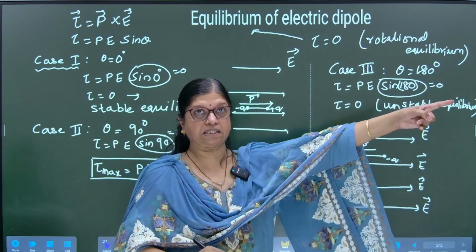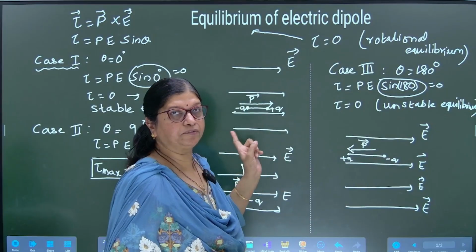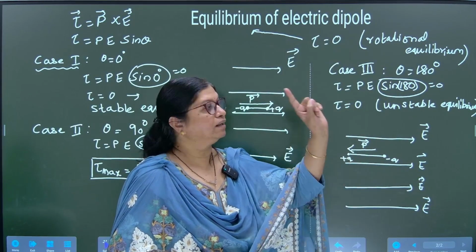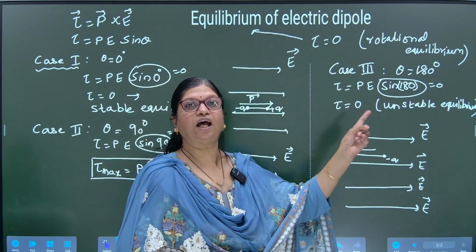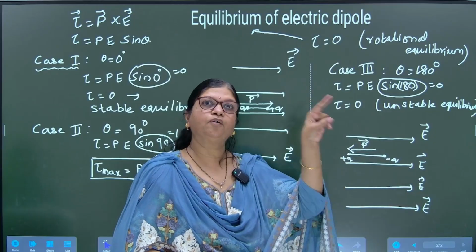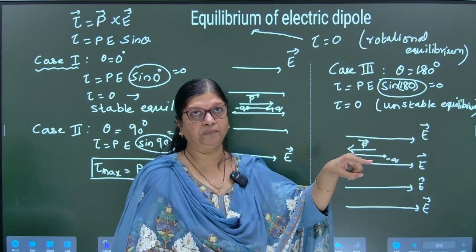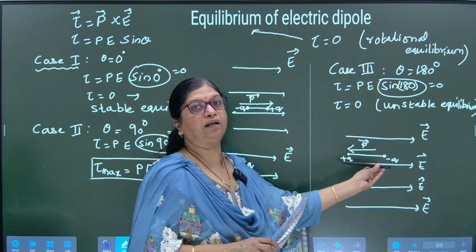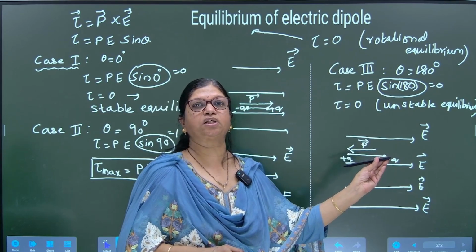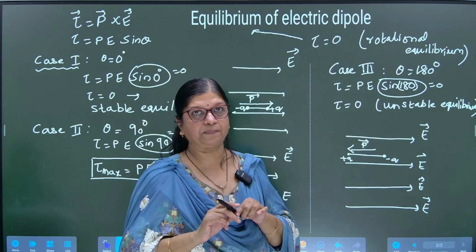Direction of electric field is towards the right. Direction of the dipole is towards the left. That's why the angle between them is 180 degrees. That's why we get tau is equal to 0, which is considered as equilibrium for rotation. But this kind of equilibrium is called unstable equilibrium, because at this position if I turn it, instead of going back to its original position, it will keep rotating. That's why it is called unstable equilibrium.